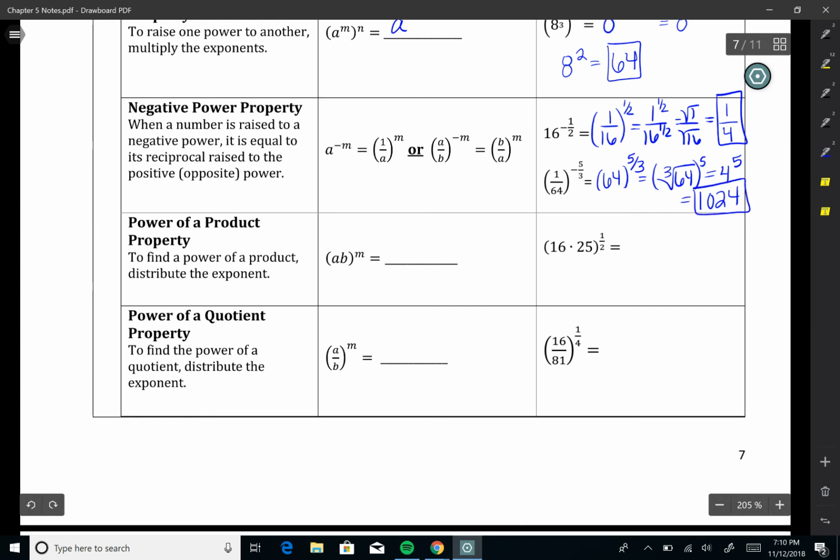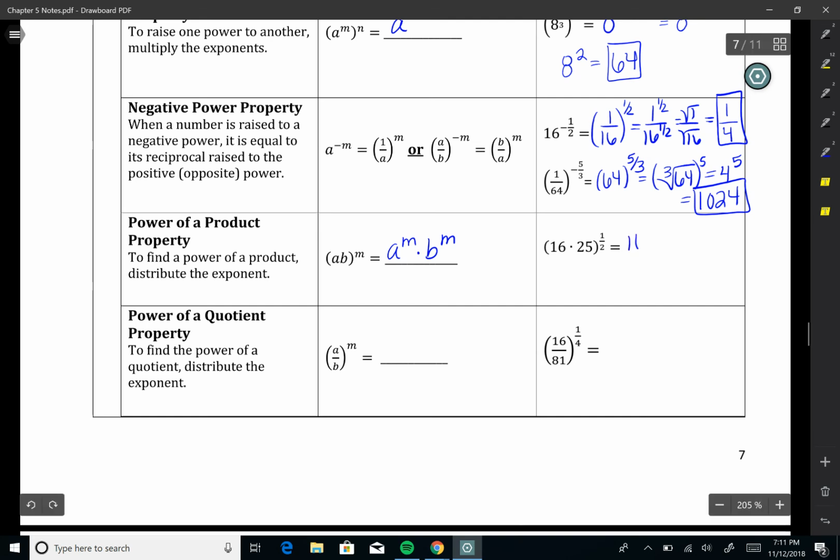Two more properties. The power of a product property. To find a power of a product, distribute the exponent. So we have a times b in parentheses to the m. That's equivalent to a to the m times b to the m. Okay, so in the example, I have 16 times 25 to the 1/2 power. Now, you probably don't know what 16 times 25 is off the top of your head, but you do see that it's a product being raised to a specific exponent.